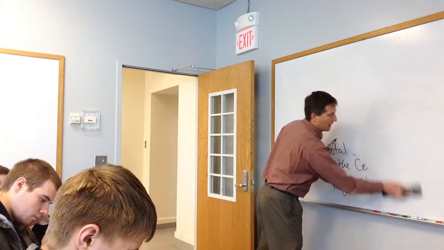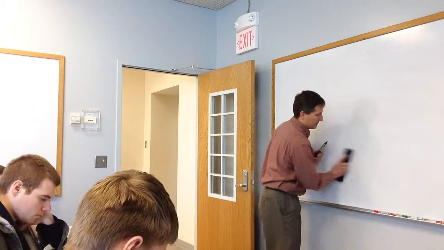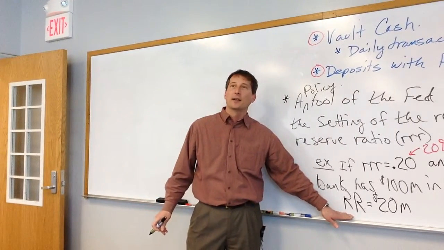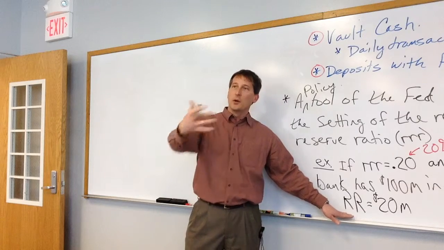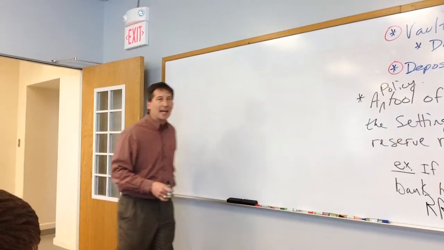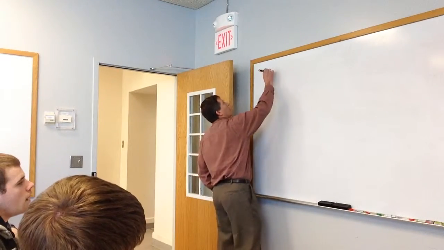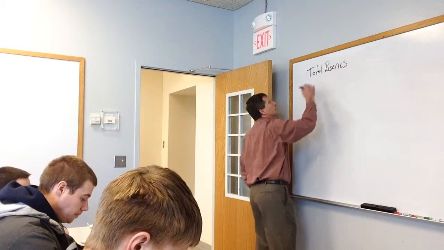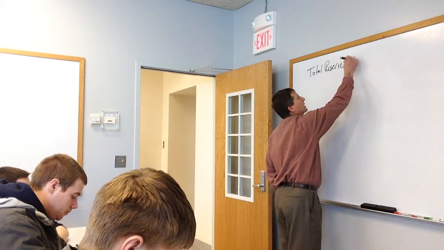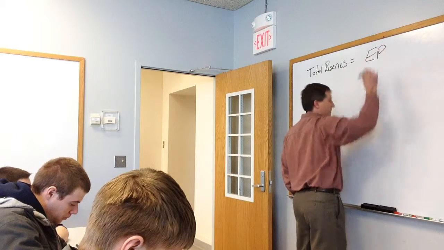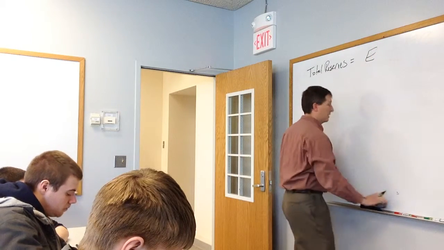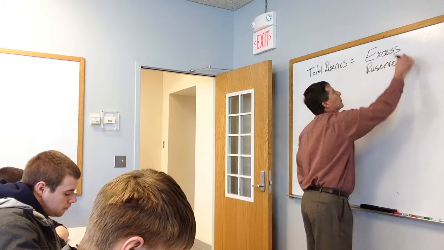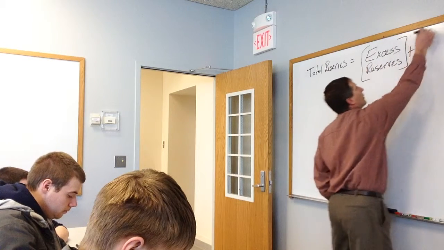The excess money that they have after deposit, after they've accounted for what's required to be held back, that excess can be loaned out. So it creates what we call excess reserves. So total reserves equals excess reserves plus required reserves.